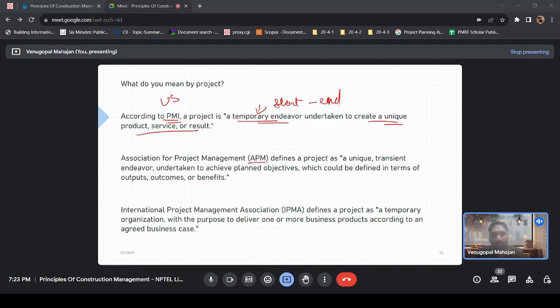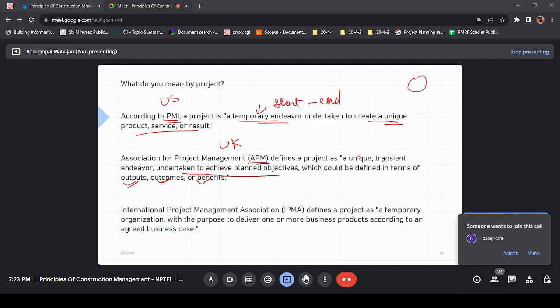The Association for Project Management, a UK agency, defines it as undertaken to achieve planned objectives. And how do you define the planned objectives? As outputs, outcomes, or benefits. So it is unique and transient, like it has to start and end. So now you can't say that, okay, I had some mud here and I made a model out of it and it is a project.